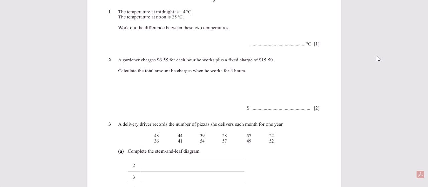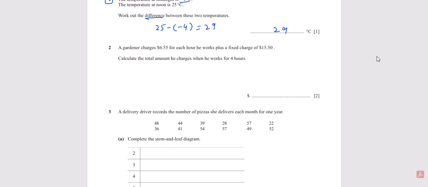Question number 1. The temperature at midnight is minus 4 Celsius and temperature at noon is 25 Celsius. Work out the difference. Difference means subtract between these two temperatures. Like that, 25 minus the temperature at midnight, minus 4. So the final answer is 29. So 29 Celsius is our final answer.